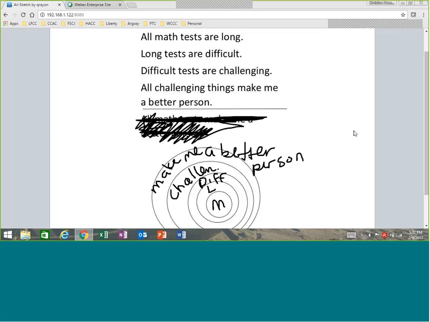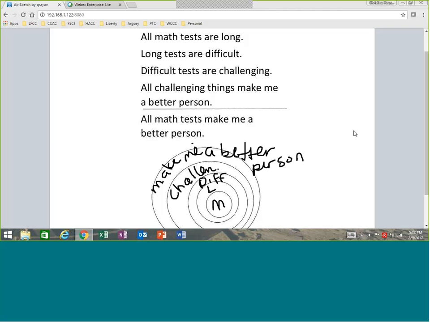Okay. So that's what we have. Math tests are in the middle, then we have long tests, then difficult tests, then challenging things, and then make me a better person. So now that this diagram is drawn and all filled in, I'm going to reveal my conclusion and see if it's valid. Remember, we're looking to see if there's a contradiction between the picture and the conclusion. The conclusion says all math tests make me a better person.